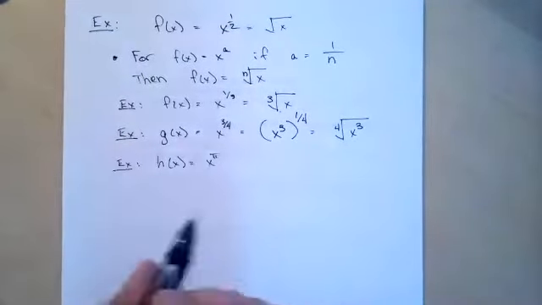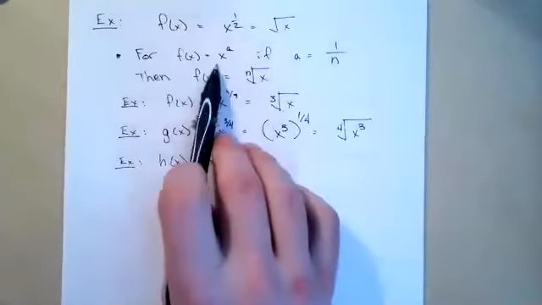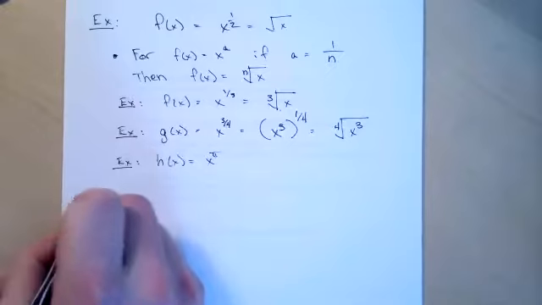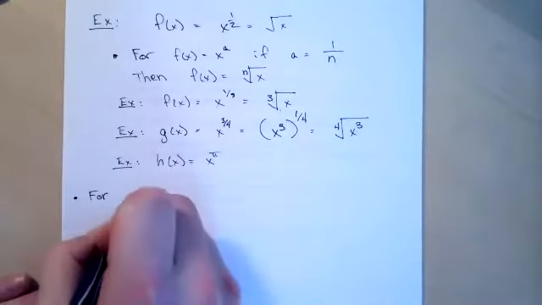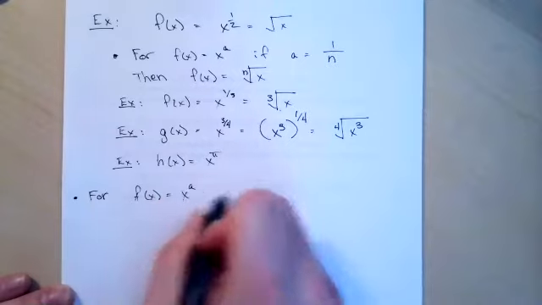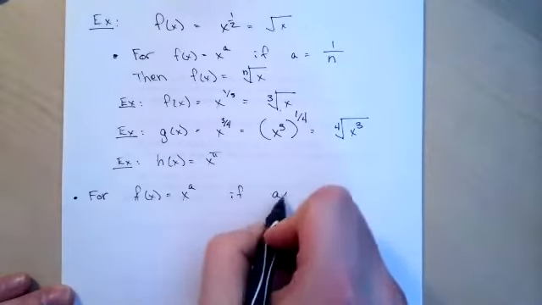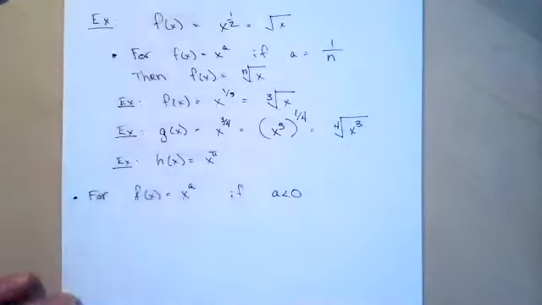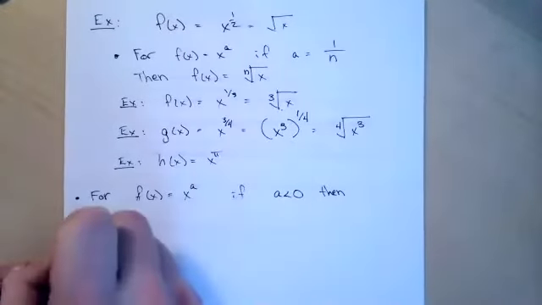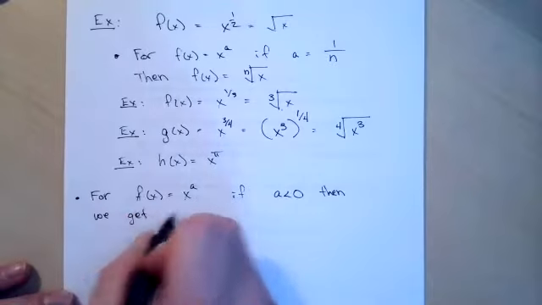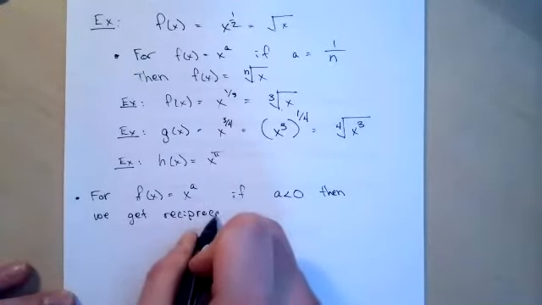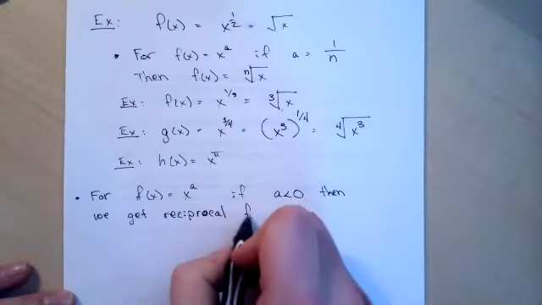The next level that we kind of get into with these power functions, so for f of x equals x to the a, if a is less than 0, in other words, if a is negative, then we get what's called the reciprocal function.